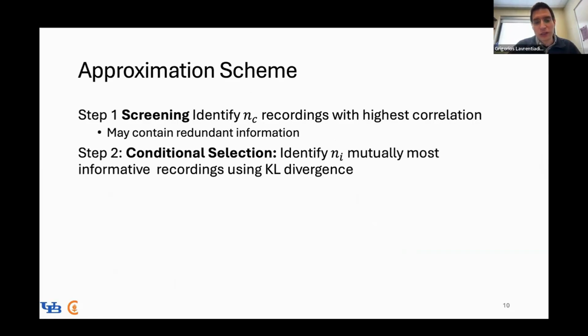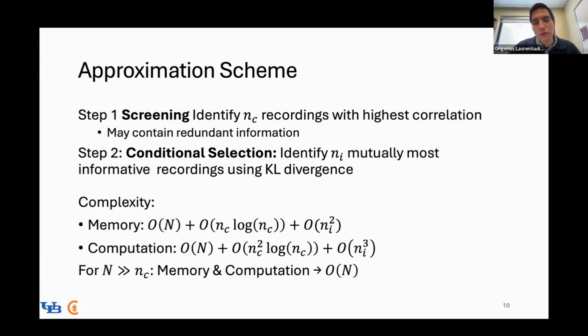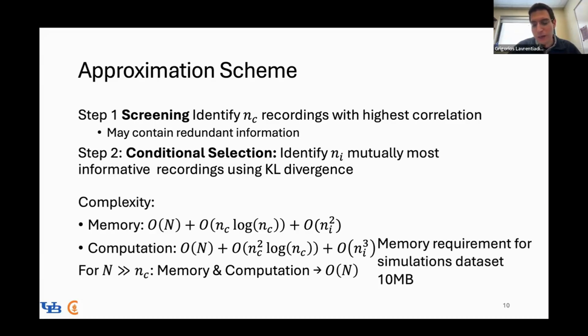To achieve that, we developed an approximation scheme composed of two steps. The first step is a screening where we find the recordings with the highest degree of correlation, not considering that some of them may have mutual information. Then in step two, we further prune these selected ground motions, taking into account the mutual information that these ground motions may share. Through this, we developed an algorithm that scales linearly in complexity, both in terms of calculations and in memory. So the previous covariance matrix that was terabytes in size can now be simply represented as 10 megabytes without losing much accuracy.